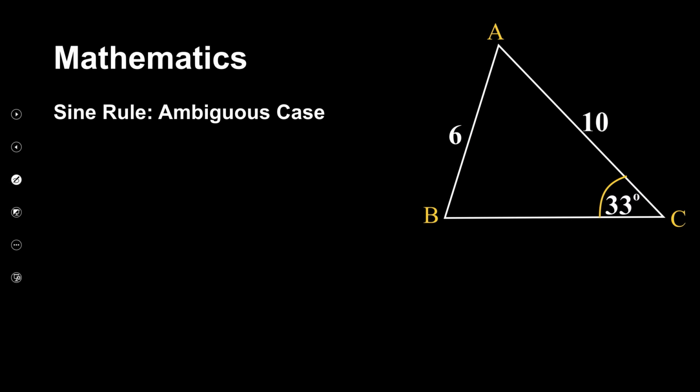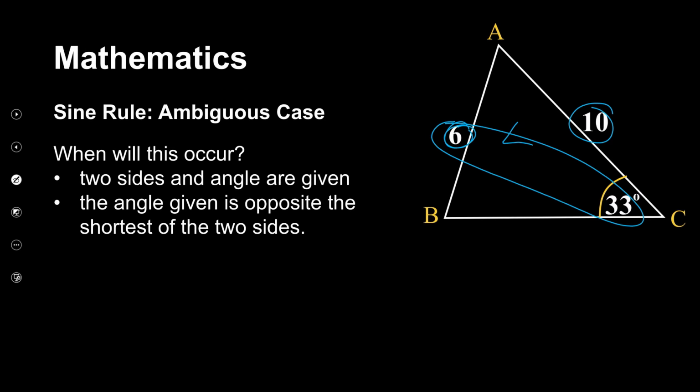Okay, but remember we've got to look for the ambiguous case of the sine rule, and remember the ambiguous case occurs when the set that's given, the full pair that's given, contains the smaller of the two sides. So because 6 is less than 10, it will be the ambiguous case, and remember in this case we can draw two different triangles with the same information. So this occurs when we have two sides and an angle, and like we said, we have the shortest of the two sides given.